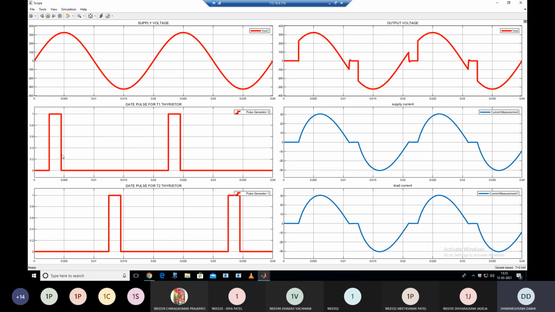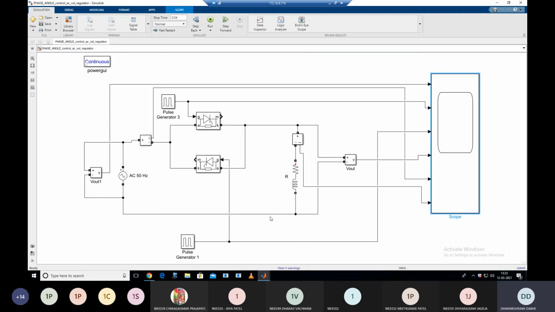Supply voltage is as it is, gate pulses of both T1 and T2 as it is. Now you can see the load voltage. From 0 to 45 it is 0, and from 45 to 180 it is the same as the supply voltage. But now you get a negative voltage after pi. This negative voltage is because of conduction of thyristor T1, because in this duration your inductor is discharged through T1. So T1 is still in continuous conduction mode.